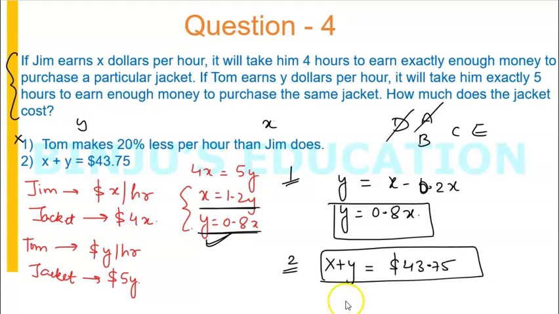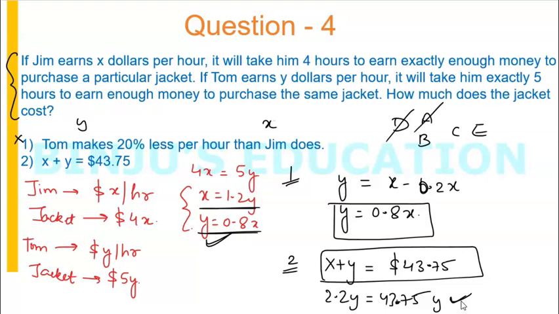But if x is 1.2y, then you can say 2.2y will be 43.75, and we can calculate the y from here. Similarly, we can calculate the value of x also, because y is 0.8x, so 0.8x plus x is 43.75, we can calculate the value of x also from there. Now either way, if you have the value of x, you have the value of y, can you calculate 4x or 5y? Yes, you can do that.